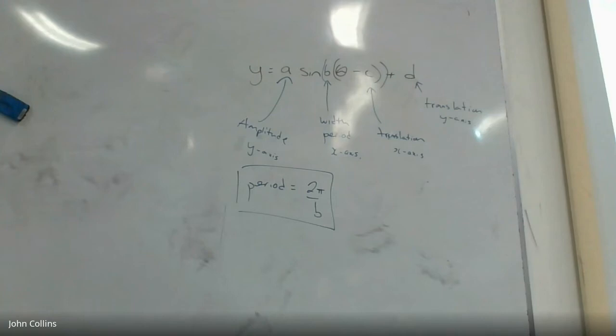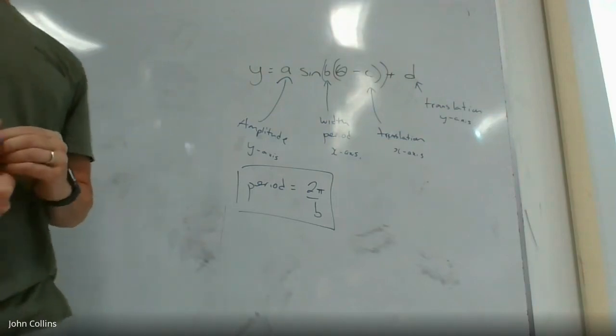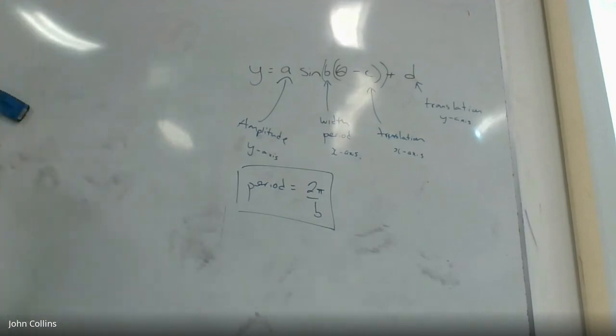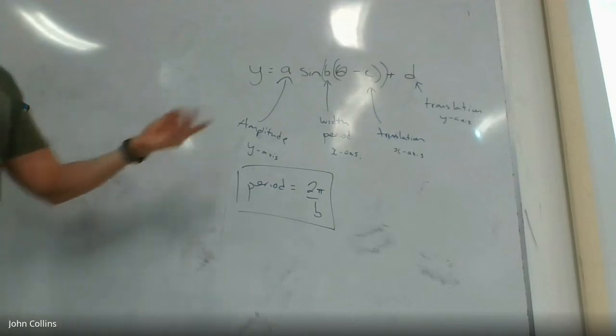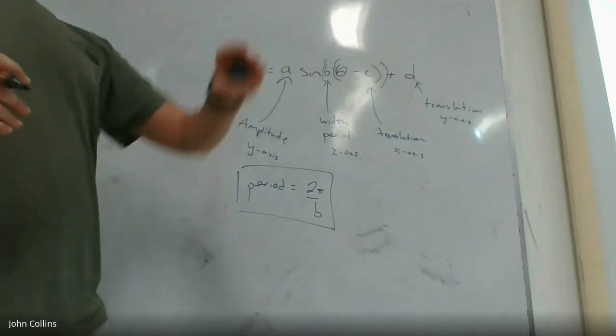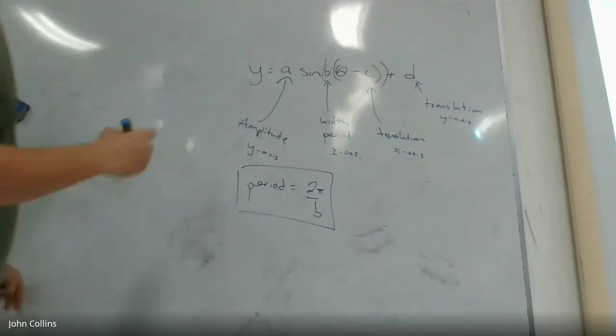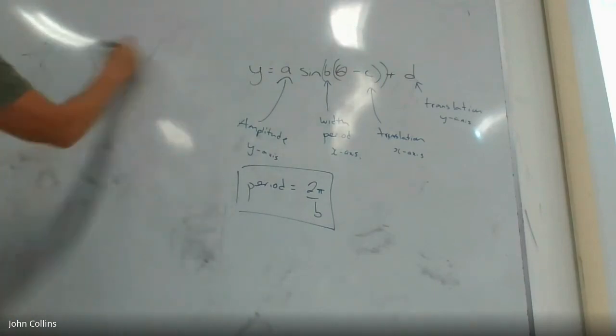The principal axis is y equal to d. We never discussed that. What does that mean? What is d? D is the translation on the y-axis, so it shifts it up or down. The principal axis is this line.